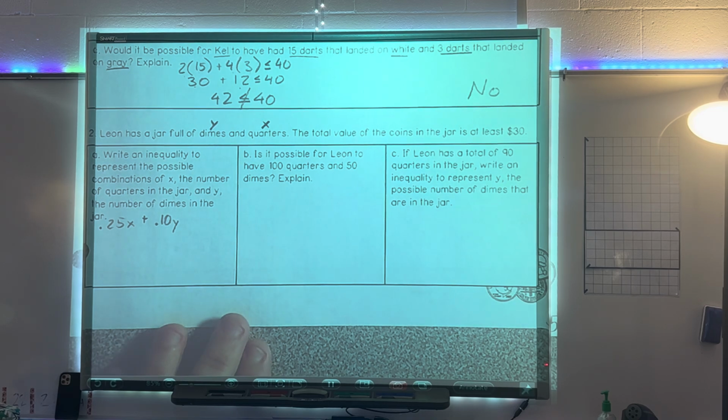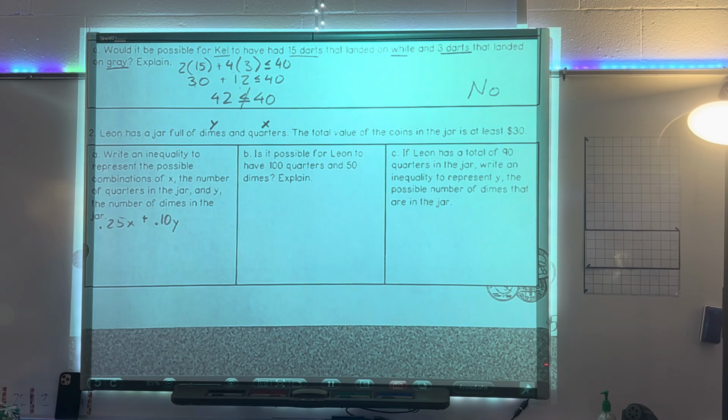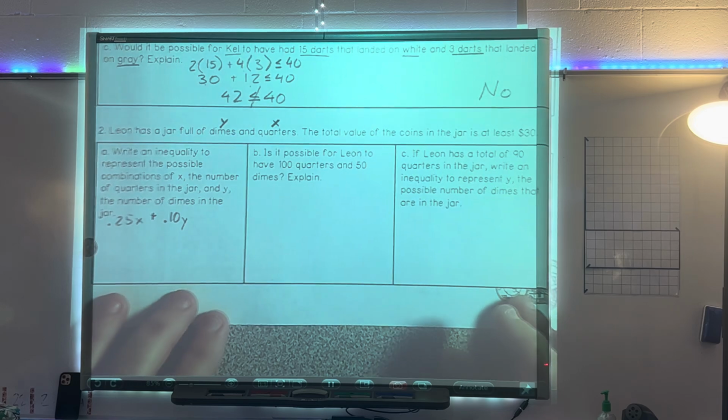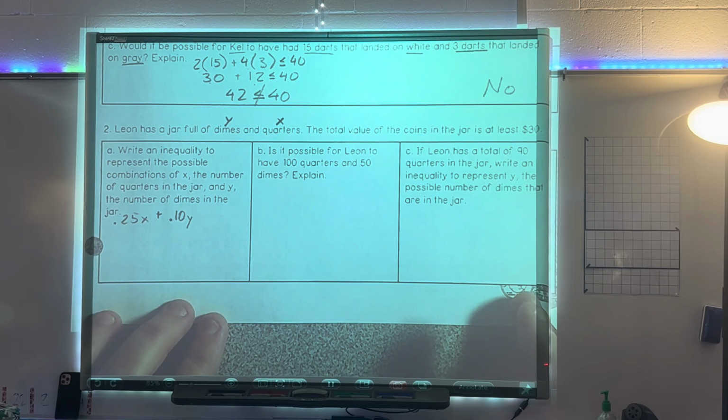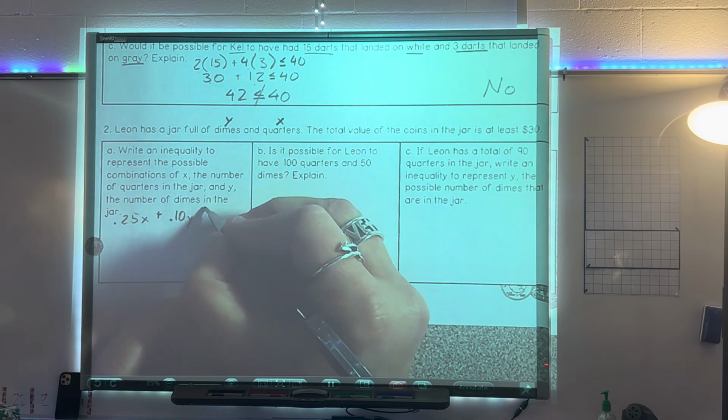Alright. And then it says he has at least $30. So how am I going to write that? Less than or equal to 30. What'd you say? He has at least 30. Can he have more than 30? Yes. At the least he has 30. So how am I writing that? Greater than or equal to.